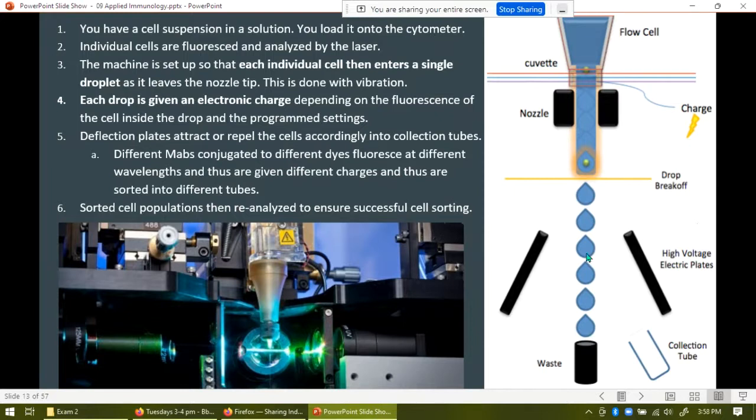So you can, for example, have CD4 positive, CD8 negative cells in a collection tube. You can have CD8 positive, CD4 negative cells in another tube. And then you can have double positive cells in a third tube. And then the double negative cells can go into your waste. So you can separate cells that are both expressing CD4 and CD8 from those expressing just CD4 and those expressing just CD8.